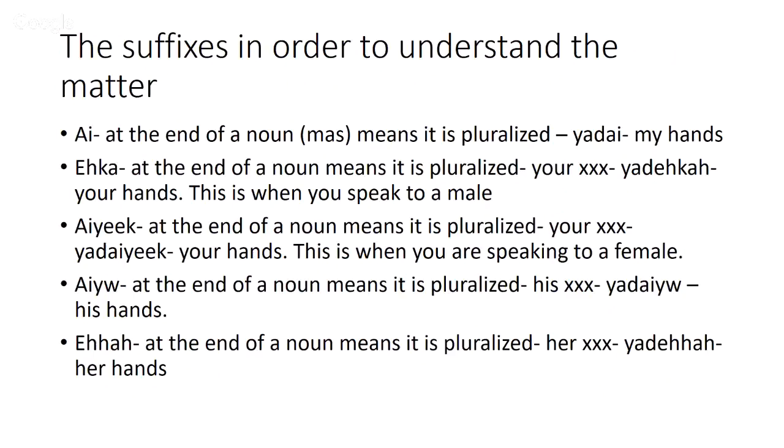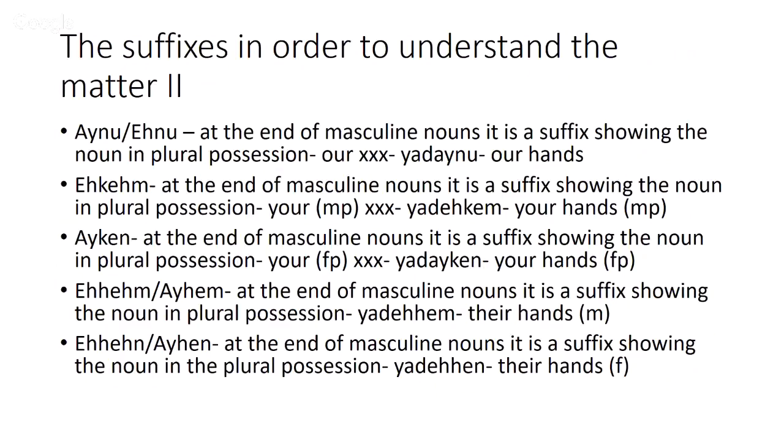All right, so the next thing we're going to go over in the next slide is this. Okay, the suffixes in order to understand the matter, part 2. All right, here we see it says enu. At the end of masculine nouns, it is a suffix showing the noun and plural possession, our, whatever. In this case, we're just focusing on the word hand. Yadenu means our hands.